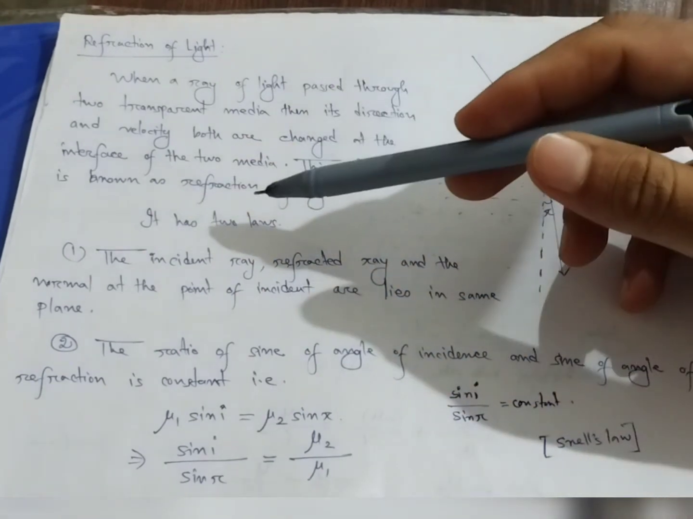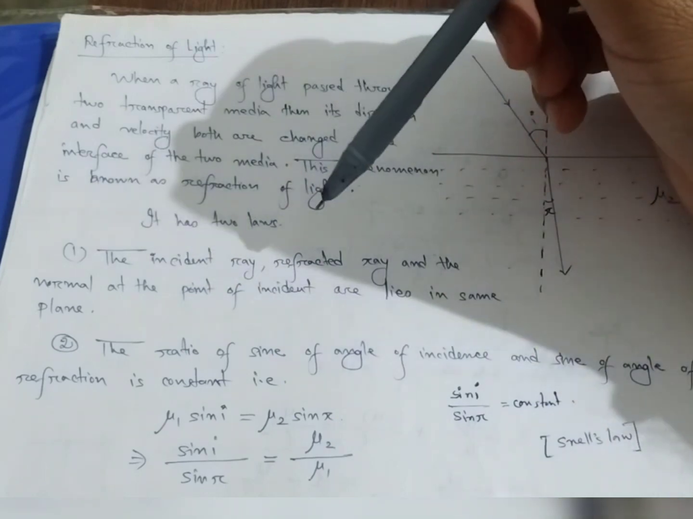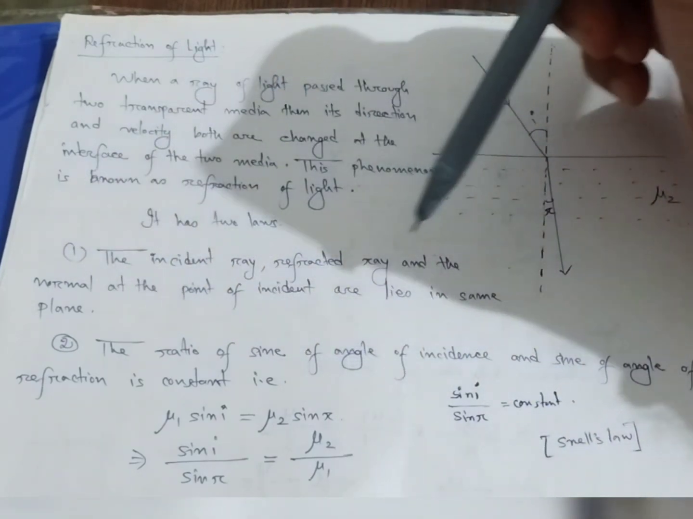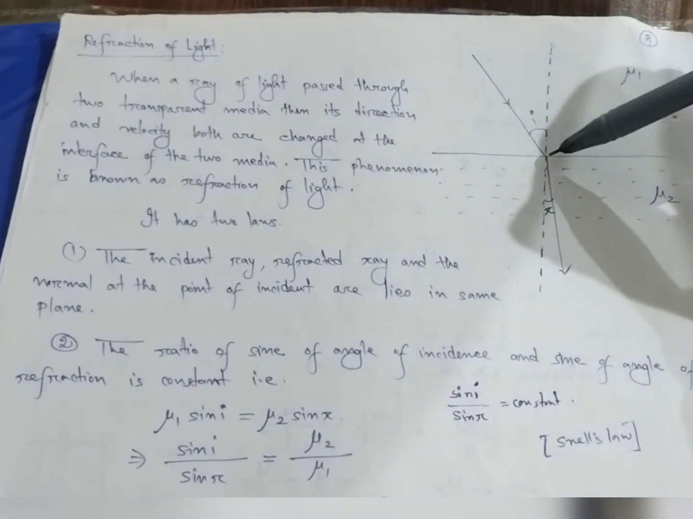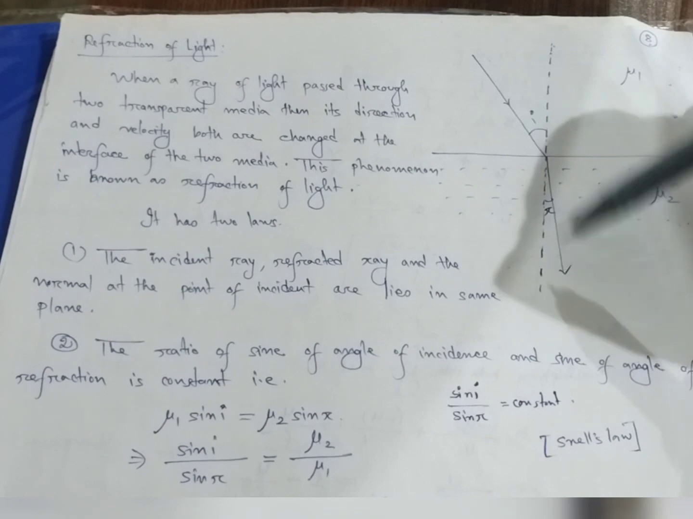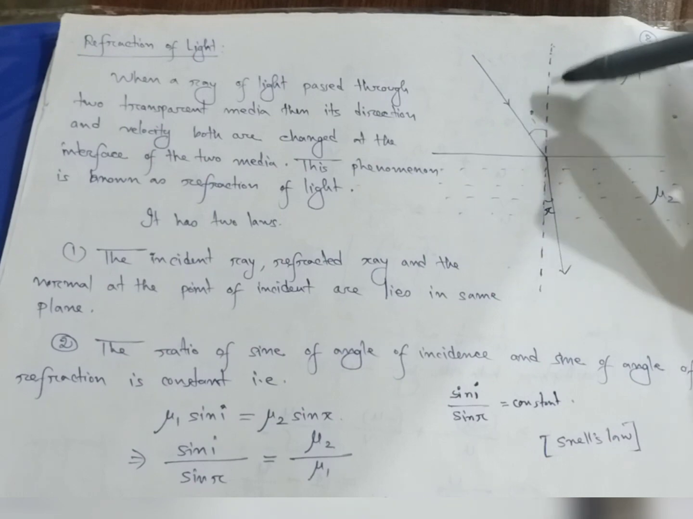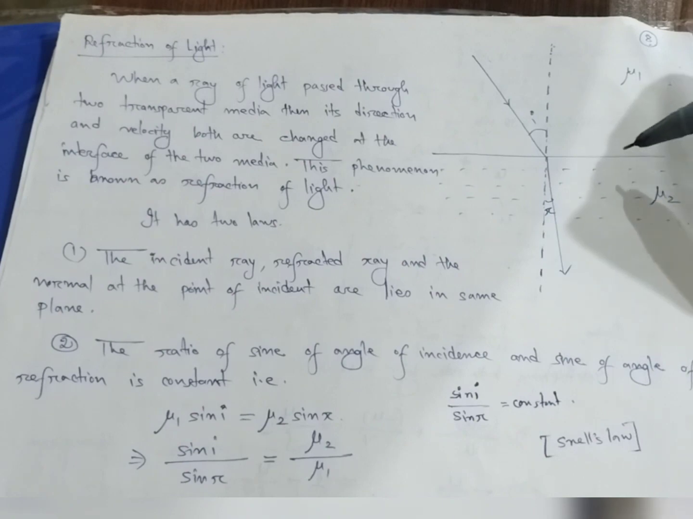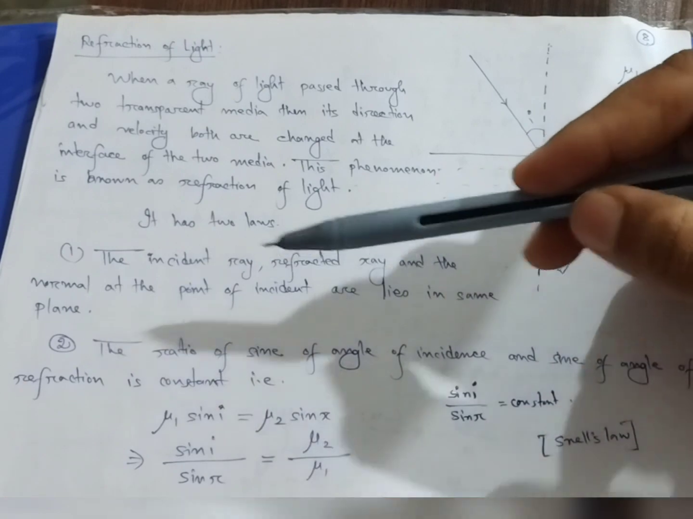There are two laws of refraction. The first law: the incident ray, the refracted ray and the normal at the point of incidence all lie in the same plane. The incident ray, the refracted ray and the normal at the point of incidence lie in the same plane. Next, the second law.